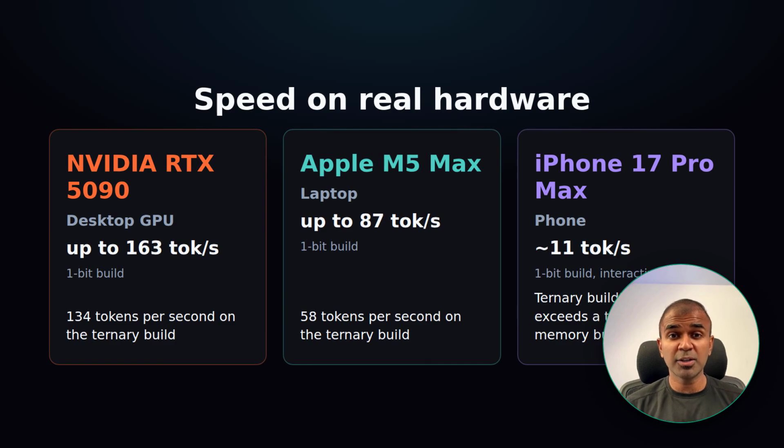On an NVIDIA RTX 5090, the 1-bit build reaches up to 163 tokens per second. On an Apple M5 Max, up to 87 tokens per second. On an iPhone 17 Pro Max, PrismML reports about 11 interactive tokens per second, though the larger ternary build at 7.2 gigabytes will not fit a typical phone's memory budget.